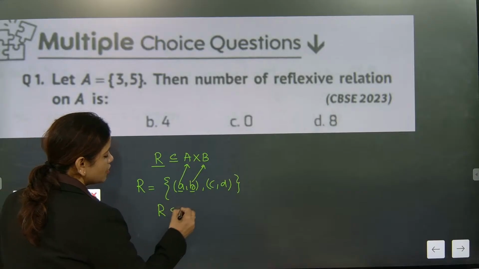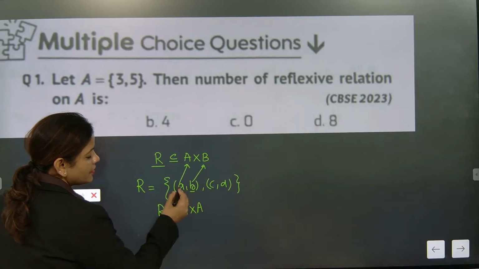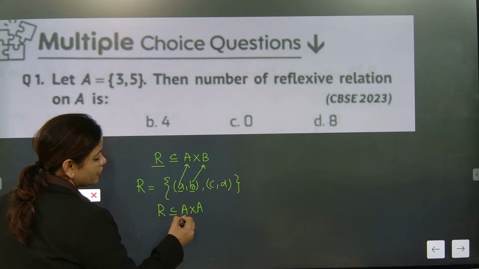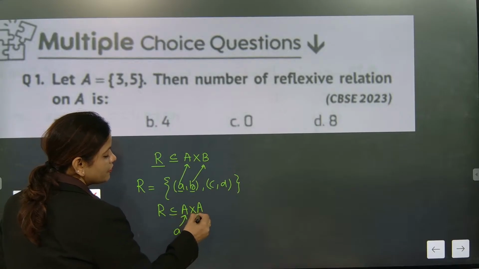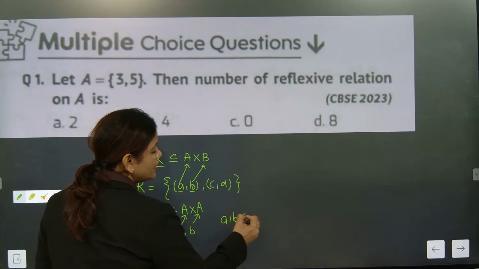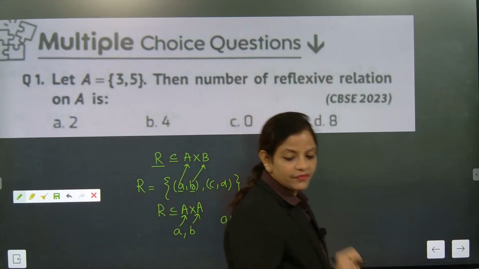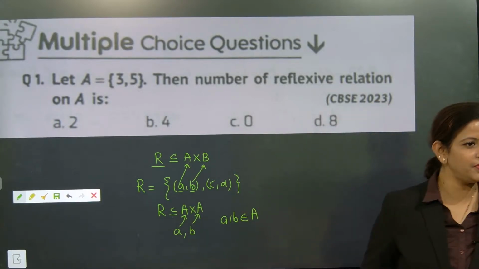It can be like this also: from the same set, A cross A is coming. Then a will be coming from A and b will be coming from A. This means that a and b both belong to set A. Understood or not? So set A is having both. So this is the first basic idea.